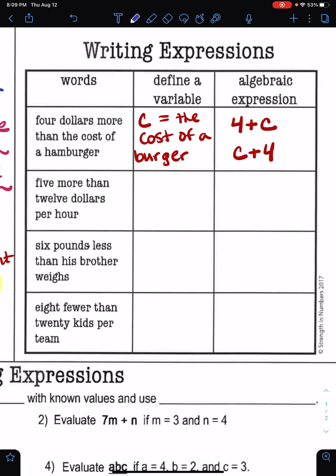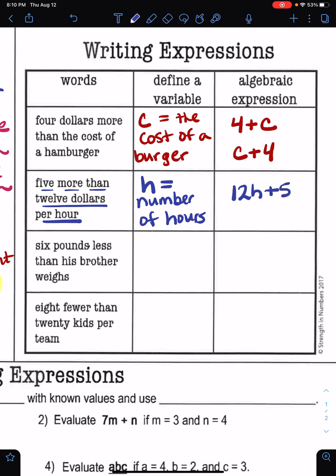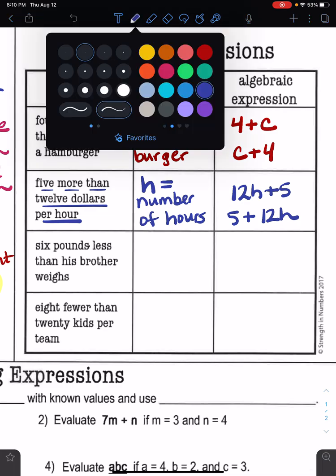The next example is 5 more than $12 per hour. So the thing we don't know here is the hours. So we can have H be the number of hours. So it's going to be 5 more than $12 per hour. If you make $12 per hour and then 5 more than that, or 5 more than 12 times how many hours you worked. If you make $12 an hour, you would multiply 12 times how many hours you work.